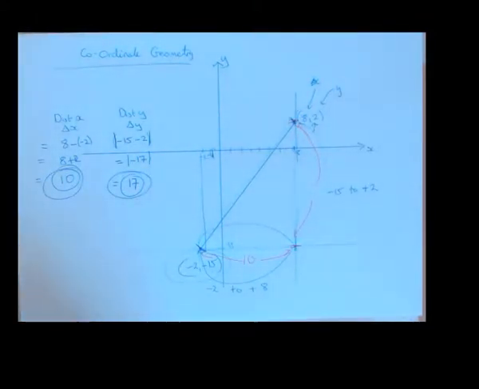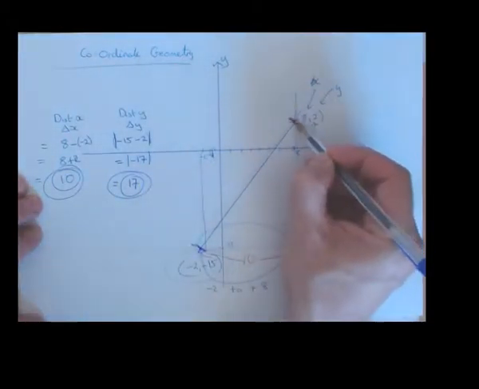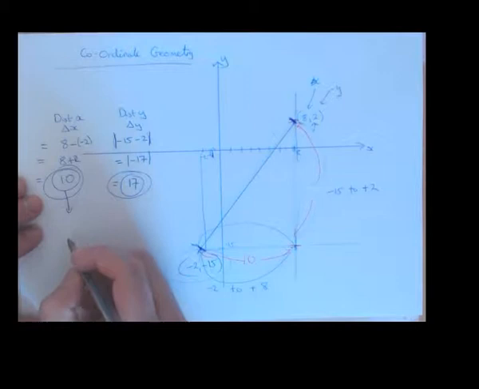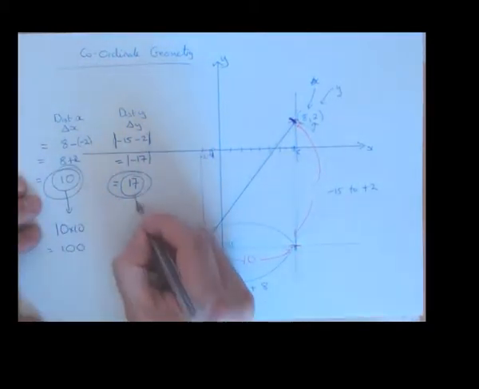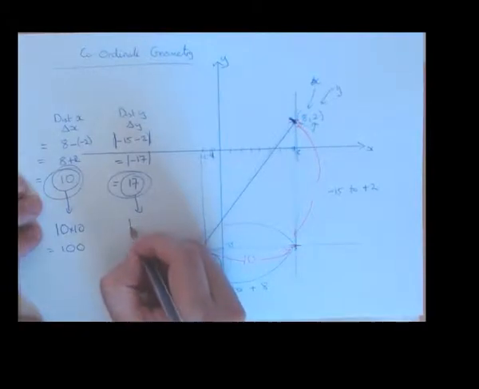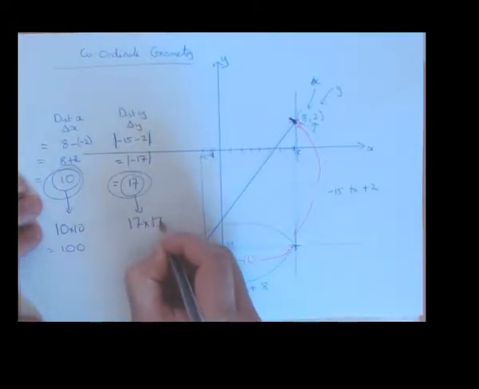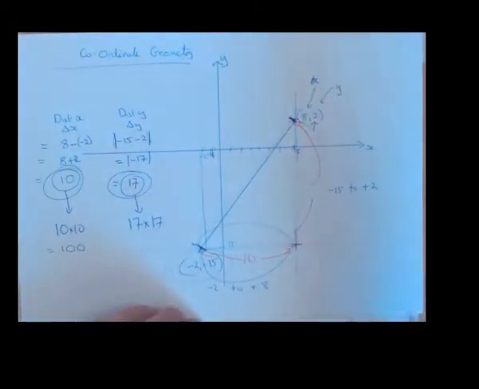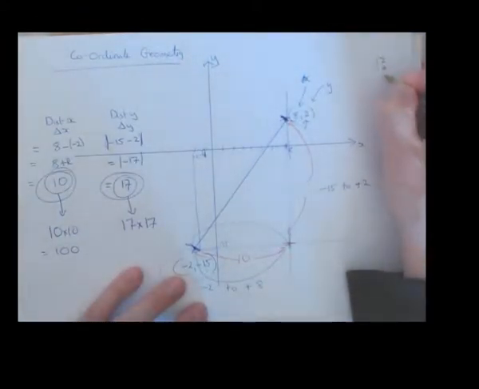And later on you're going to use a rule called Pythagoras' rule, or Pythagoras' theorem, which says to find this length here, you multiply this number by itself to get 100. You multiply this number by itself to get whatever that is. Let's just write it down, 17 by 17.